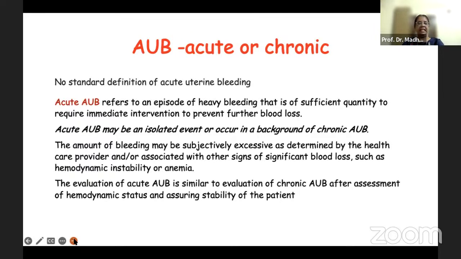Now, looking at AUB, is it acute or chronic? There's no really standard definition of acute uterine bleeding. Acute uterine bleeding usually refers to an episode of heavy bleeding that is of sufficient quantity to require immediate intervention to prevent further blood loss. It may be an isolated event, or it can occur in a background of chronic AUB. The amount of bleeding should be assessed, and how you evaluate acute and chronic is the same, after you assess the hemodynamic status and assure the stability of the patient.